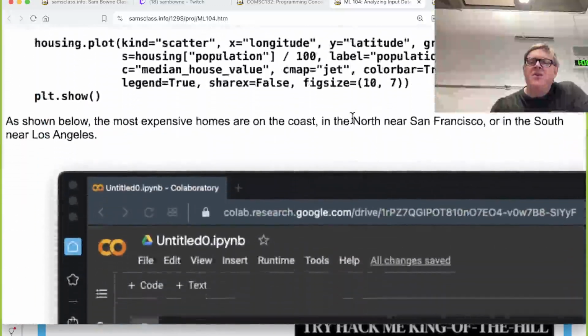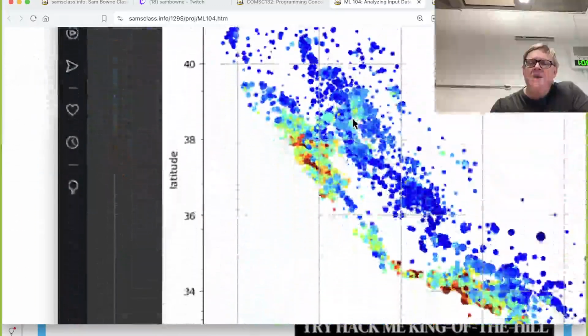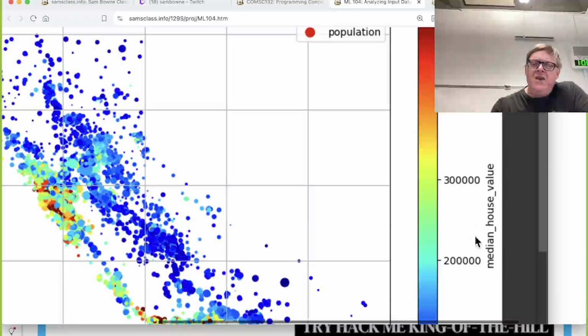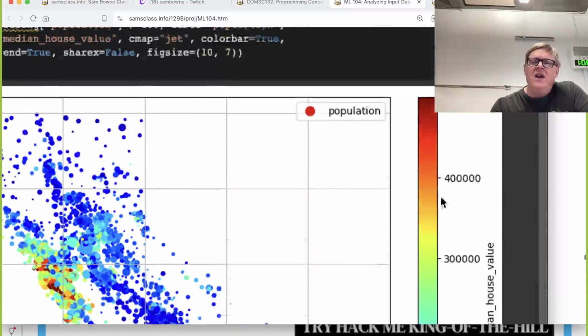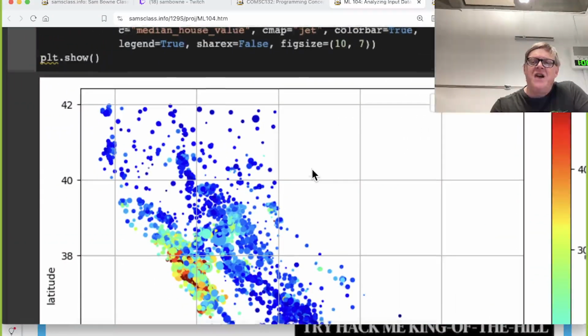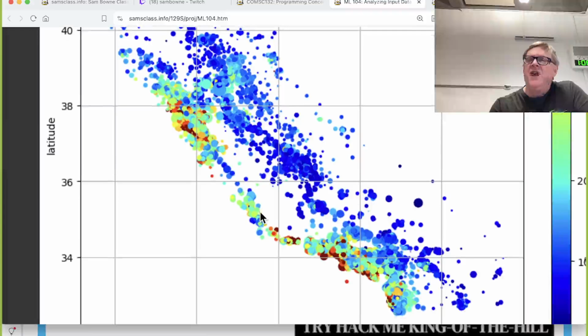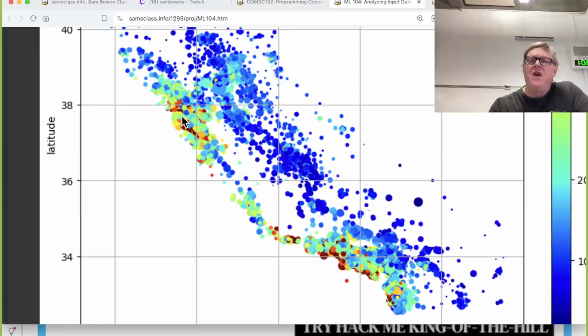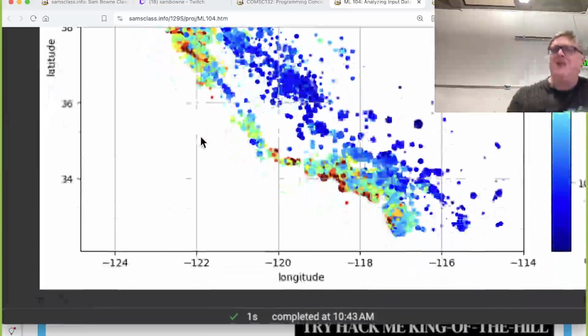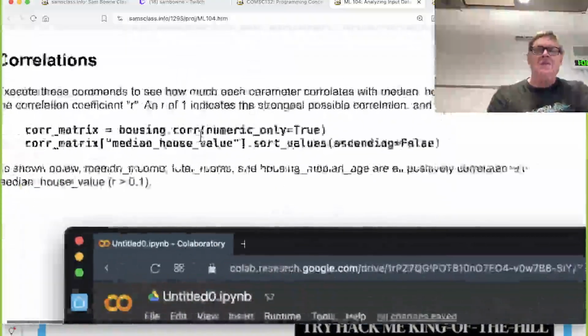The next thing you can do is include the population and the price. Over here, the house value is in the color, and the population is, I think, in the size of the dots. So now you can see a lot more: these areas not only have the most population, they also have the most expensive houses, as you'd expect in the San Francisco area and in the LA area.